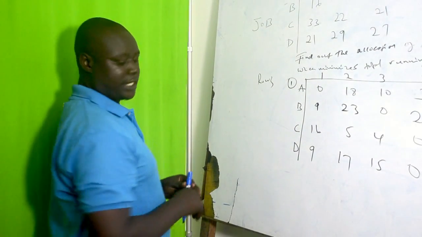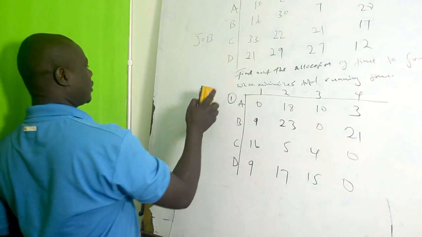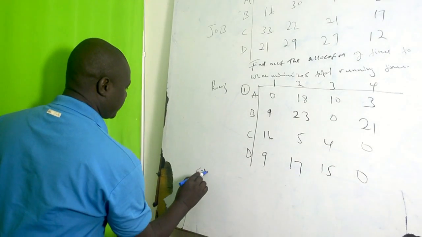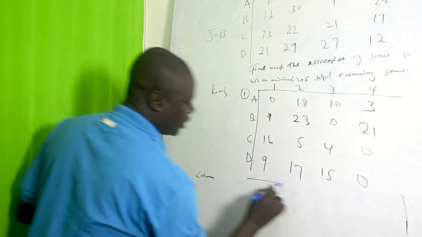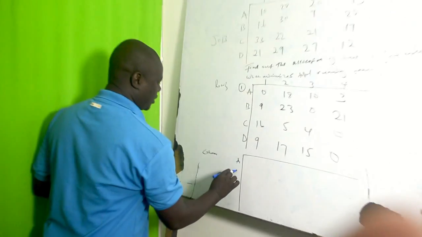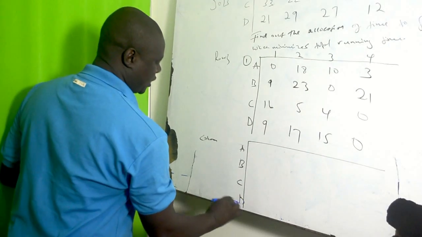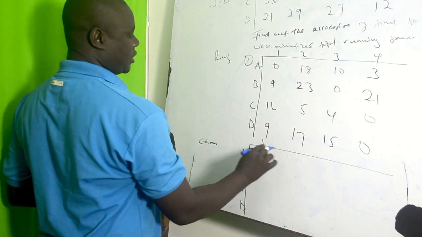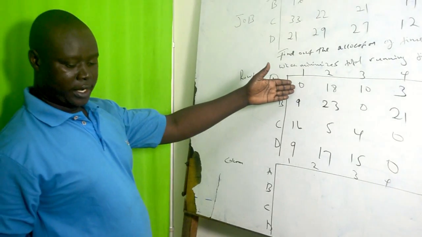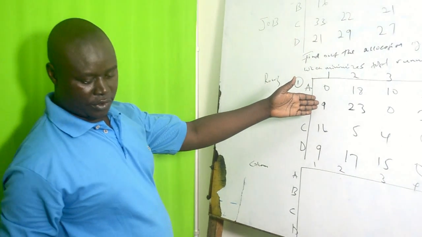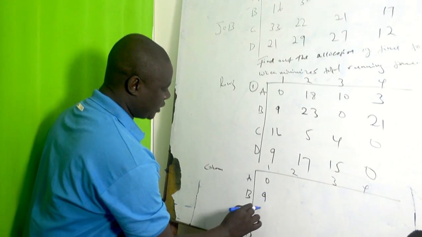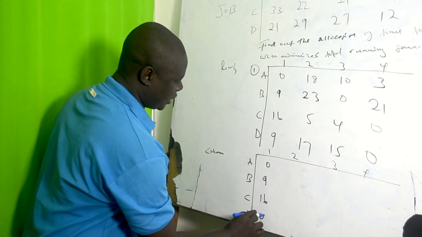In that case, let's just do it here, column. So we are going to have this. So we have A, B, C, and D. Then we have 1, 2, 3, and 4. Now we say that column 1, we have 0. So in that case, we don't have a problem with it. So we're going to just write those numbers, 9, 16, and 9.